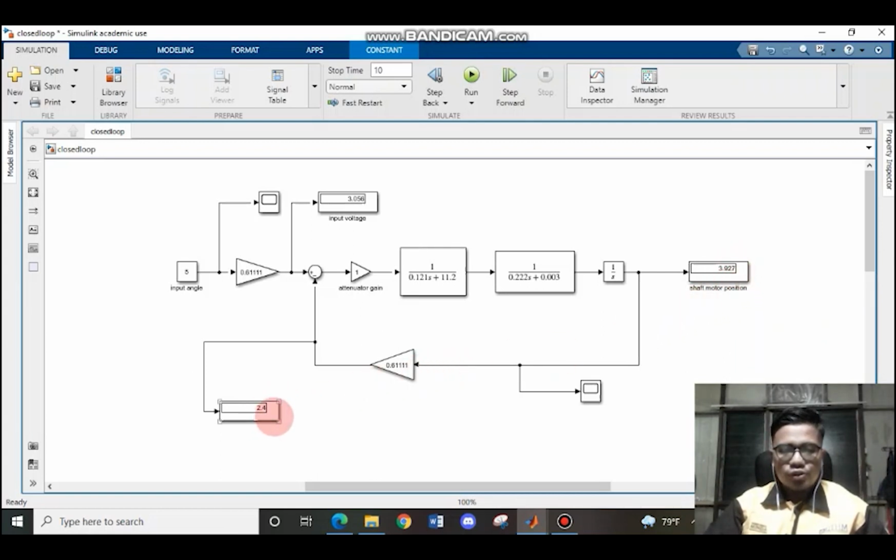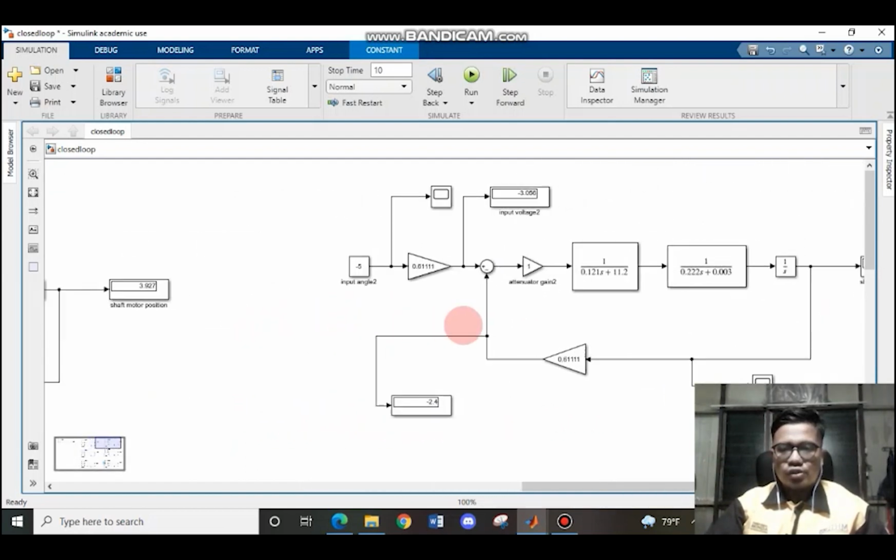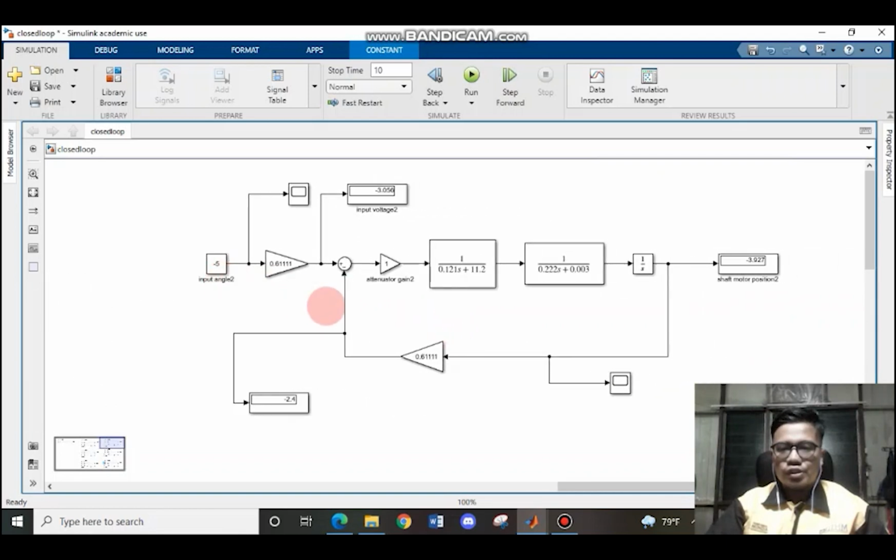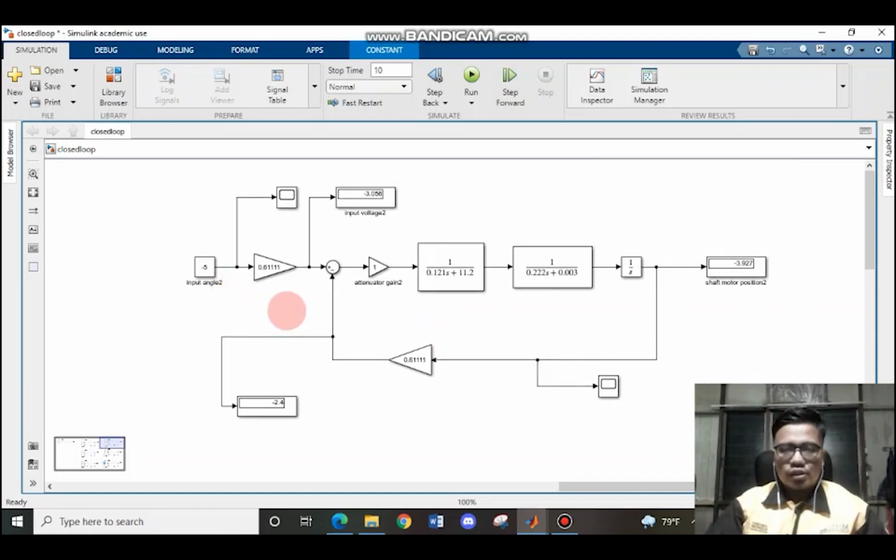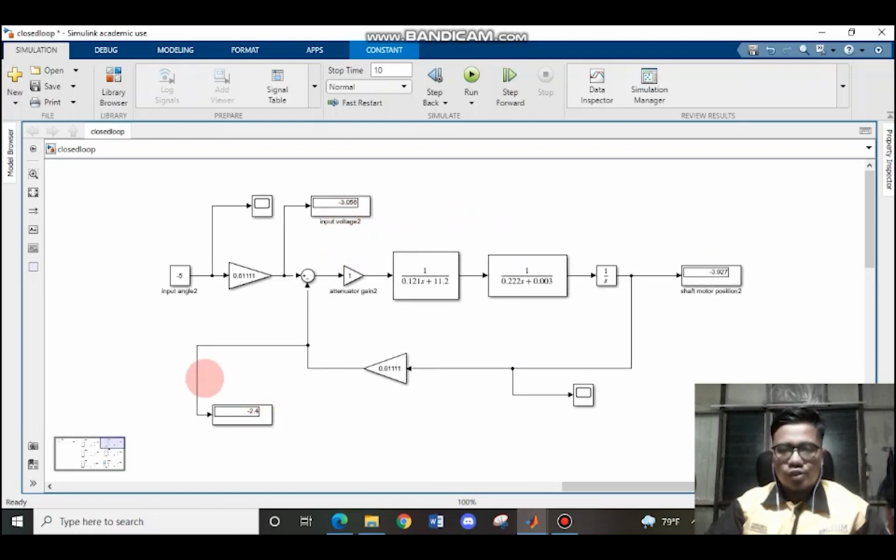Then the output voltage is 2.4. Then I do for negative 5, which is anti-clockwise, with the same alternator gain. Then I get the same value as clockwise, but in a negative way.